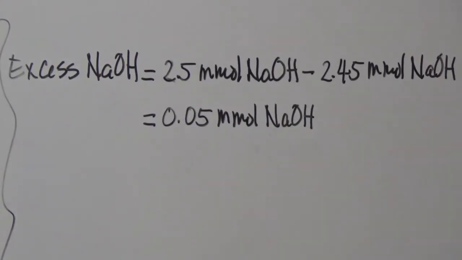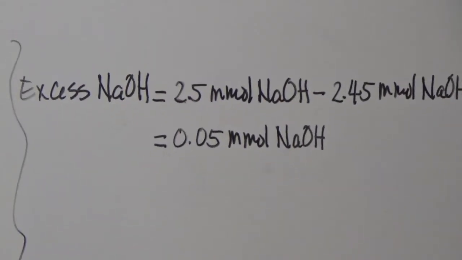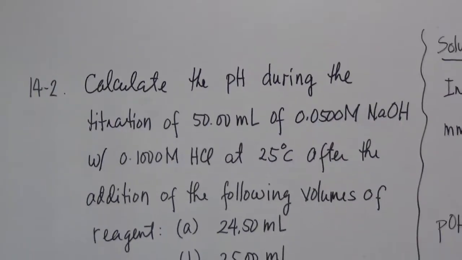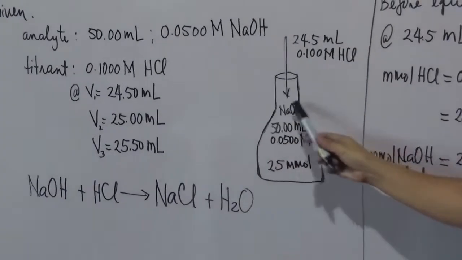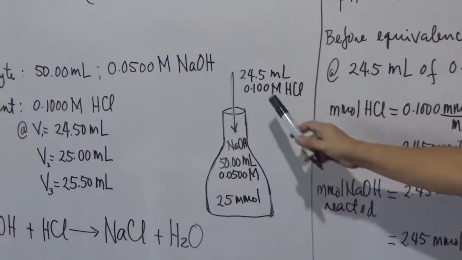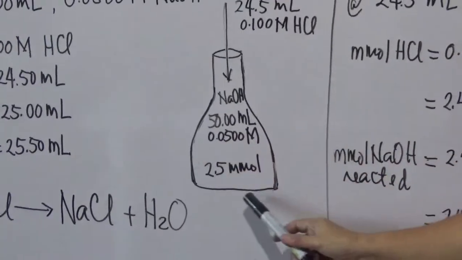Okay, it's no longer 2.5 millimole of sodium hydroxide, but 0.05 millimole of sodium hydroxide. Now, since we are going to compute for the pH, take note that the pH we are going to compute is the pH of the solution that is in the flask. At this time, once you have added this value, the substance found inside the flask is 0.05 millimole sodium hydroxide.